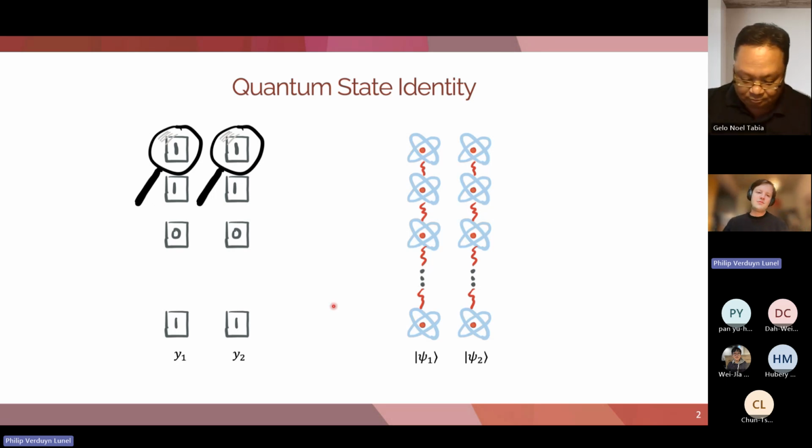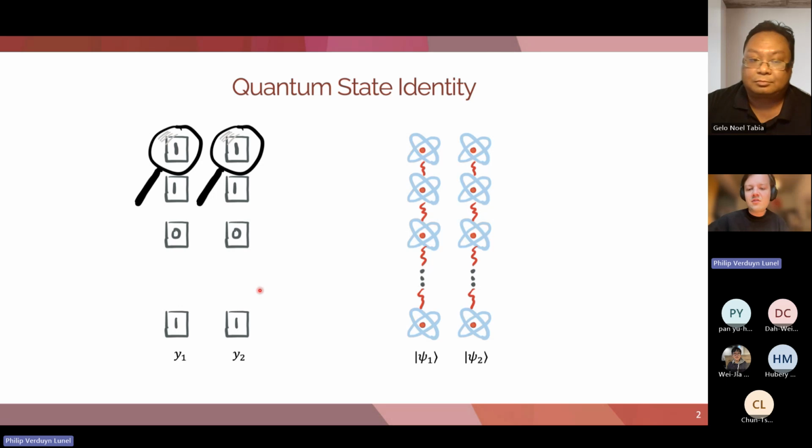But consider if you have two classical strings. It's very easy to check if a certain bit in one string is equal to a certain bit in another string. That's what I depict here: let's say you have two strings y1 and y2, and you can just check if certain bits are the same. So I could have the following problem, namely I either give you two strings that are the same, or I give you two strings in which one bit is different. Then you can just check bit by bit until you find a different bit.